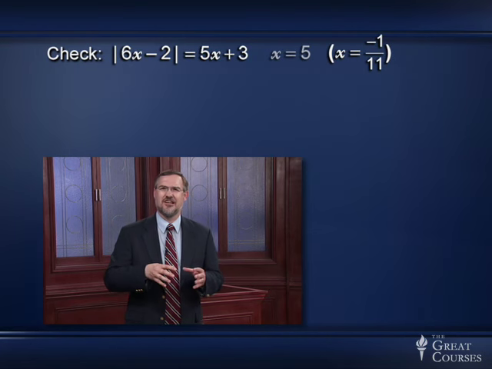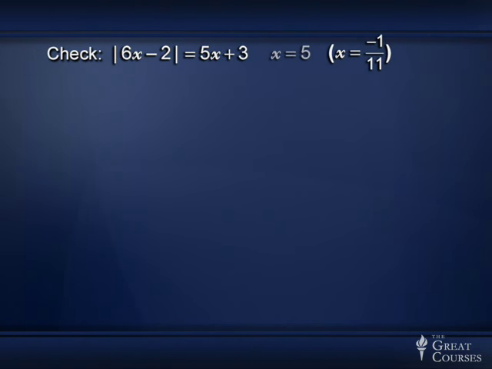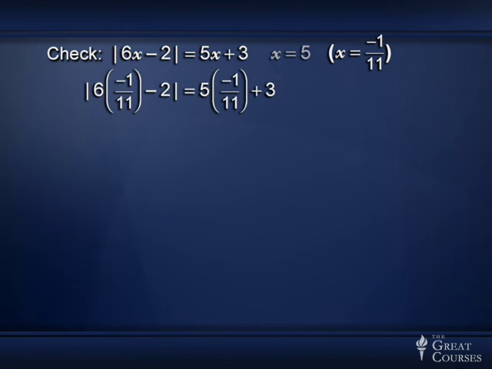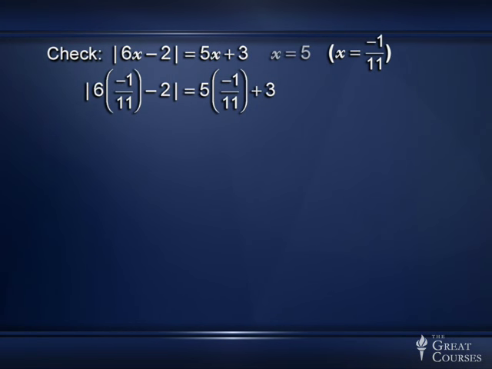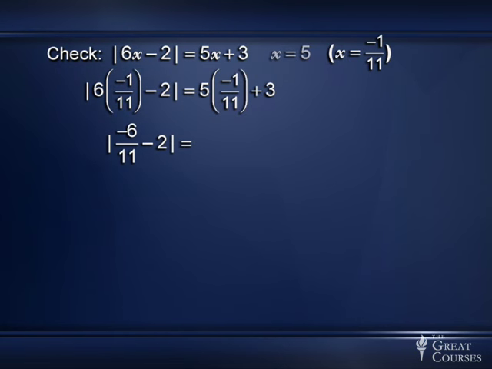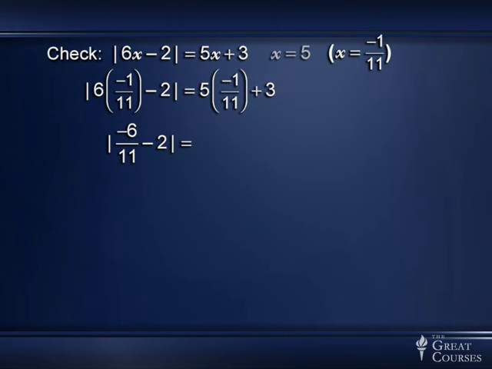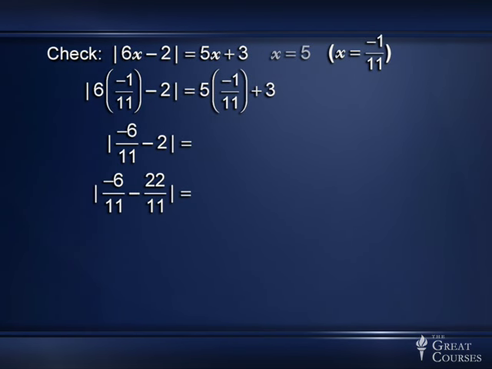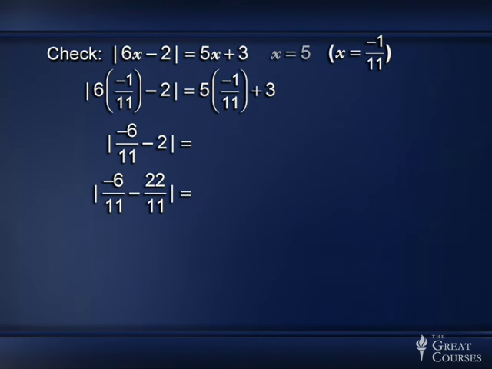Now let's try the other potential solution, negative 1 over 11. Well, the arithmetic's going to get a bit messy, but it's okay. We can work our way through it. Here I'm going to have absolute value of 6 times negative 1 over 11 minus 2 equals 5 times negative 1 over 11 plus 3. The left-hand side becomes absolute value of negative 6 over 11 minus 2. Getting a common denominator gives me absolute value of negative 6 over 11 minus 22 over 11.